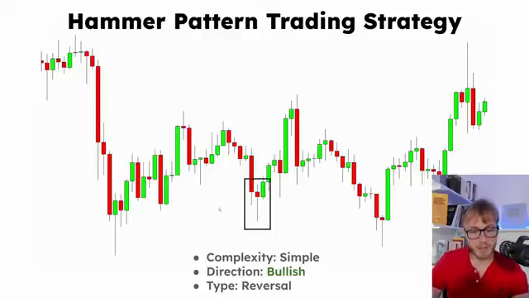But what you can see, first of all, is that we do have a small real body. And you can also see that the lower wick of this pattern is clearly more than twice the size of the real body. But what makes this pattern a bit shaky here, or some people might not consider this a hammer, is that the upper wick here is pretty long. But in my opinion, I would probably still consider this a hammer because the lower wick is so much longer compared to the upper wick, so this could still be considered a hammer.